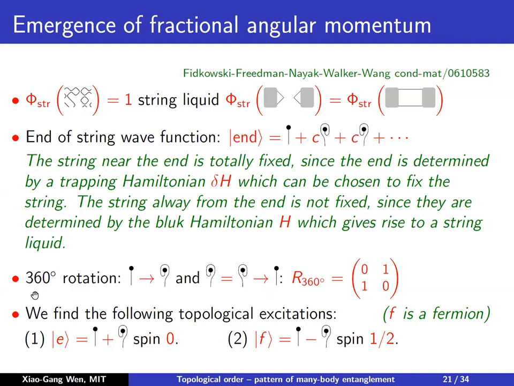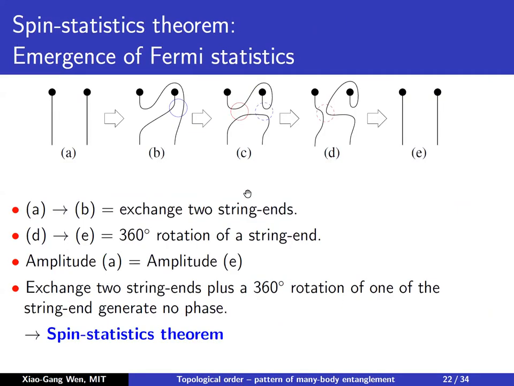Therefore, under a 360 rotation, we get a 2x2 matrix, which changes from the straight sector to the hooked sector and back. So this 360 rotation is a non-trivial representation, given by this 2x2 matrix. This 2x2 matrix has two eigenvalues, plus one and minus one. The straight plus hooked state has eigenvalue one, so it has spin zero, because under 360 rotation its eigenvalue is one. The straight minus hooked state has eigenvalue minus one for 360 rotation, so it has spin 1/2. So again, we find something surprising: once you have a string liquid, the string end carries fractional entanglement. That's the entanglement fractionalization right here. And we can understand that entanglement fractionalization implies Fermi statistics.